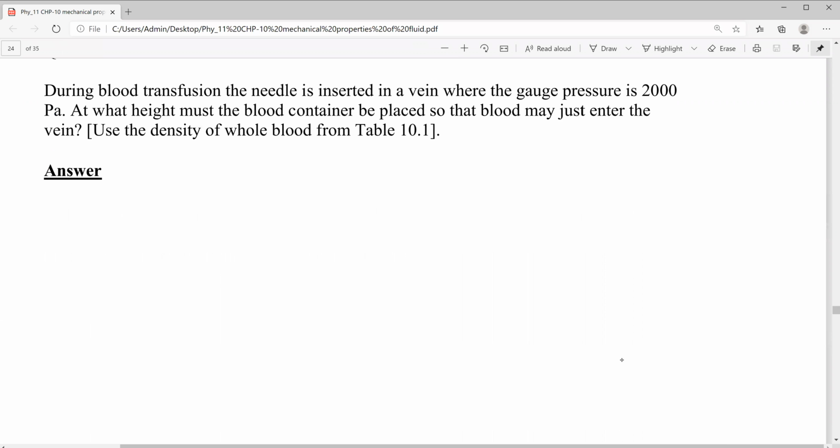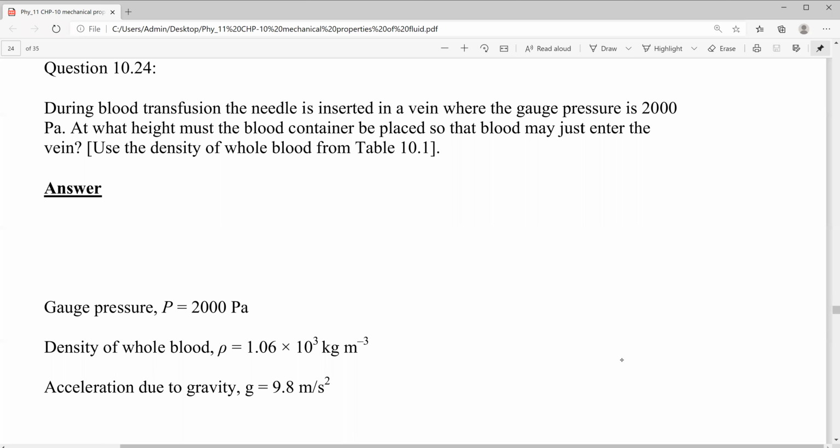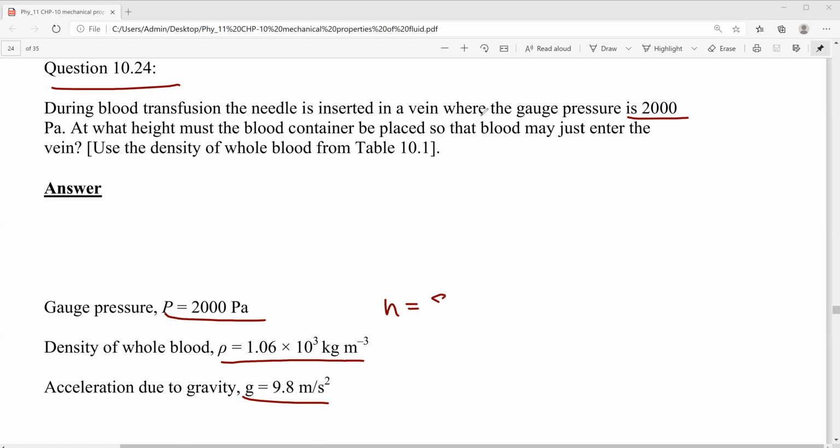So 10.24. What they ask is, during blood transfusion, the needle is inserted in a vein where gauge pressure is 2000 Pascal. At what height must the blood container be placed so that blood may just enter the veins? From the question, pressure they have given is 2000 Pascal, density of blood rho is equal to 1.06 times 10 to the power of 3, acceleration due to gravity they have given, and we need to calculate the H value.